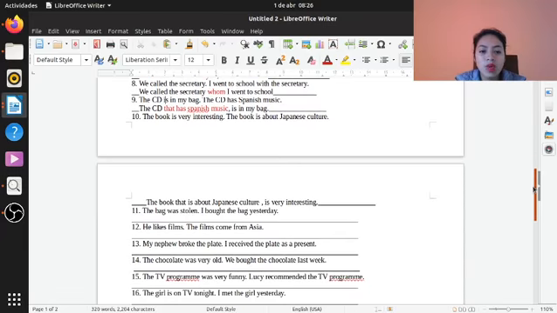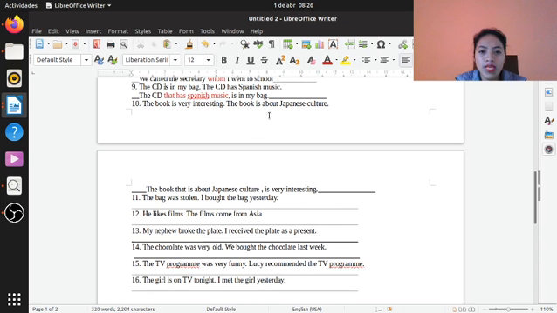Okay, number 10. The book is very interesting. The book is about Chinese culture. What do we have in common in these both sentences? Very good. We have the book, right? And the book is an object, then we are going to use that. The book that is about Chinese culture, comma, is very interesting.